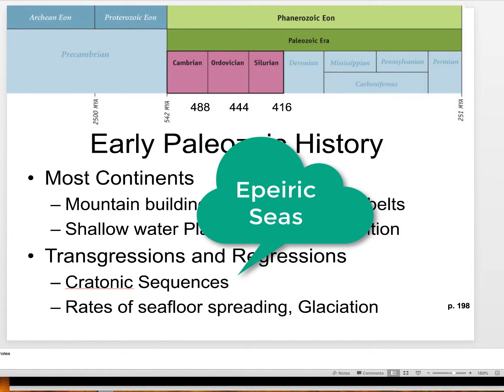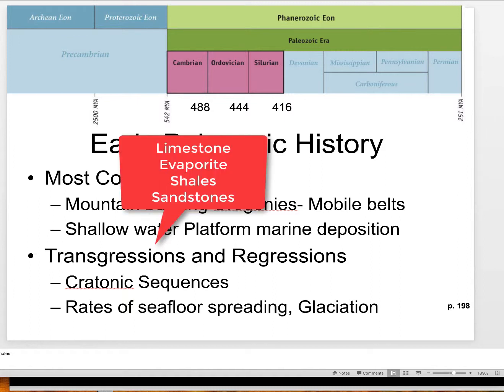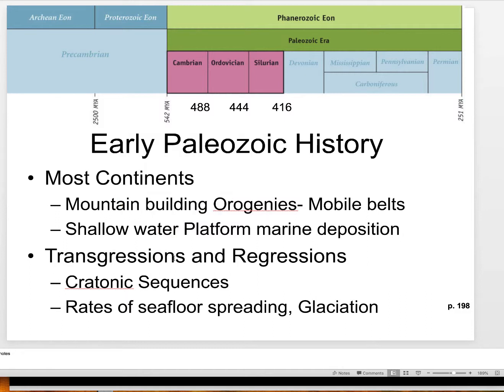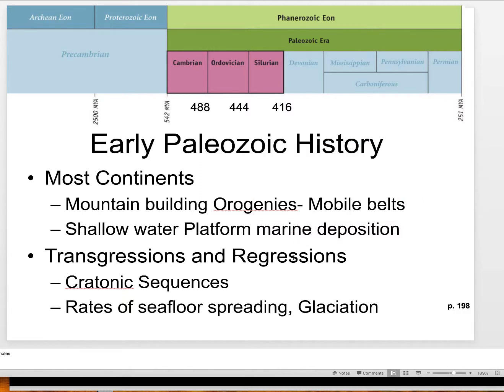And really, because we have this shallow continent with few mountain ranges to begin with in the Cambrian, we're going to see sea level fluctuations, transgressions where sea level rises. And when we see a transgression, we see a deposition of rock units, sandstones, limestones, evaporites. So we see the physical evidence. And then the regression is when sea level drops, and it's usually marked by an unconformity, an erosion event, where we don't have the rocks, but we see that erosion event. And so there's a time gap there, an unconformity.